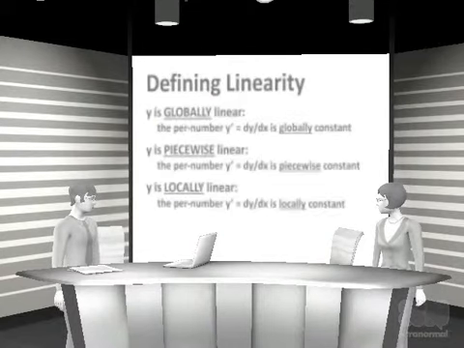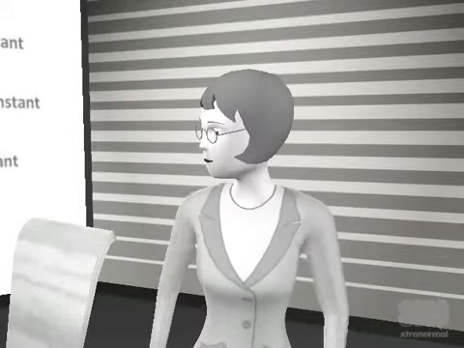In the same way, we can give a formal definition of linearity by saying that the graph of a formula y is f of x is linear, globally, piecewise, or locally, if its change per number, dy over dx, is globally, piecewise, or locally, constant. It sounds a little abstract.